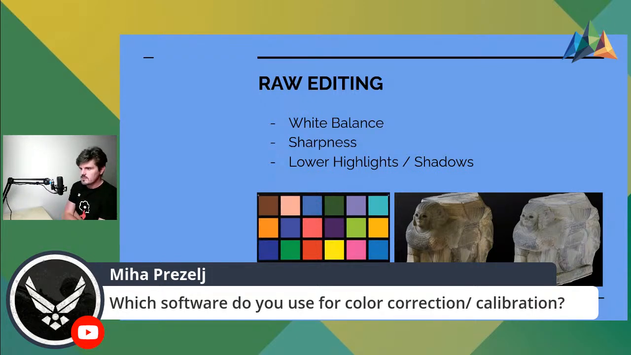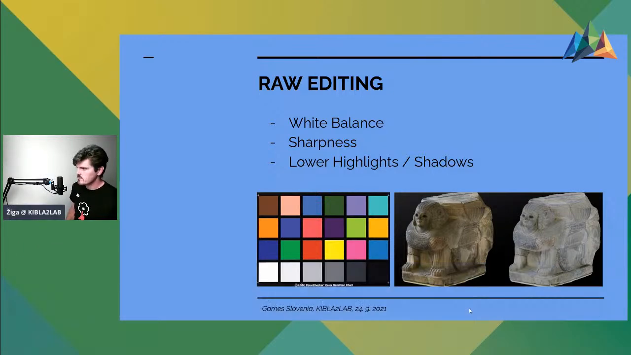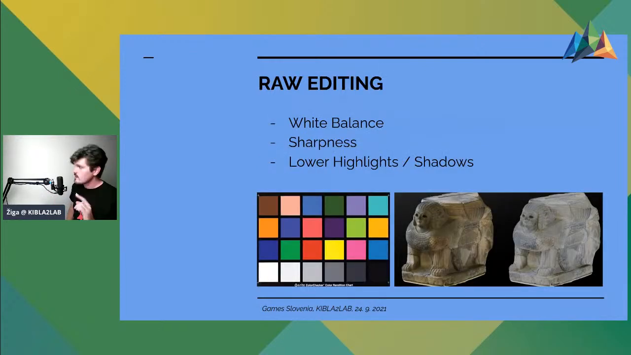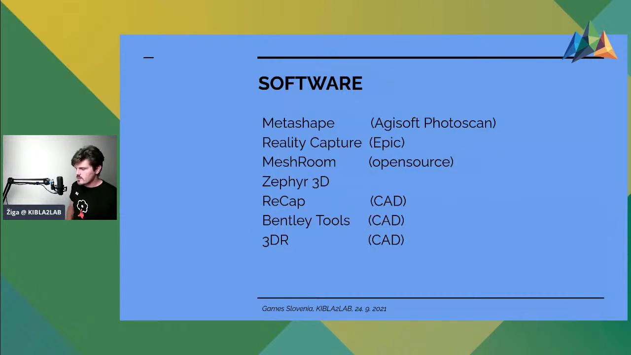It depends on which camera I use, and sometimes different software will have different algorithms. I don't know if you make more portraits or more people, you will use a different software. But in our case, we use Capture One for Sony, and raw editing. Then you export. You can export in TIFF format, 16-bit for the best quality, or you can export in JPEG, 8-bit, and then import it into photogrammetry software.